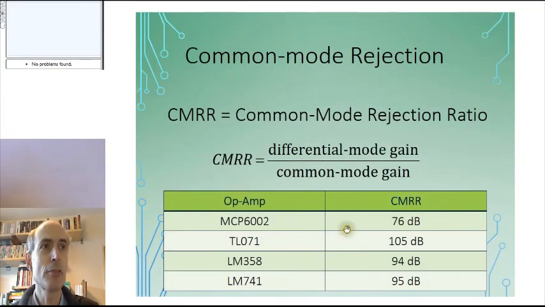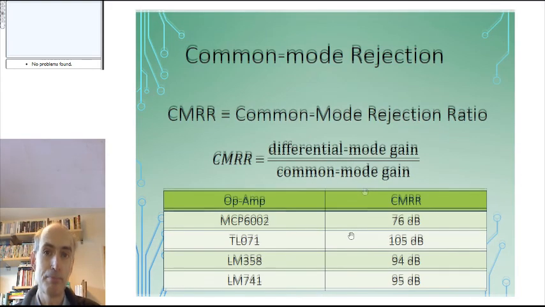In practice, for common op-amp types, these are values that I've taken from the datasheets. It's not a big effect, but you can see that if you have a few volts of common mode signal at your input, for an amplifier with a gain of 10 or 100, you might expect a few millivolts of common mode signal coming out of your output.